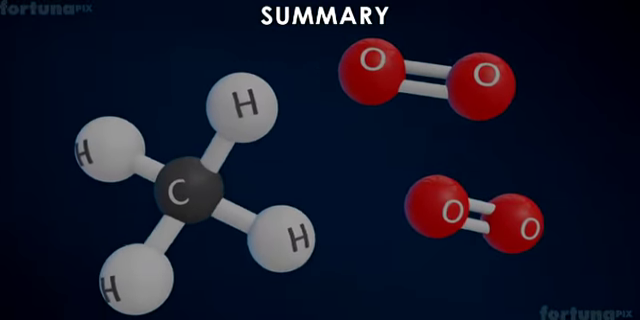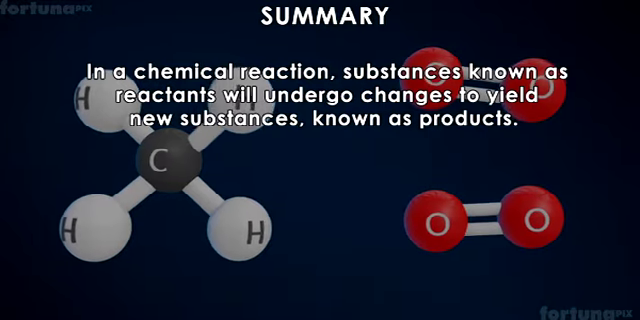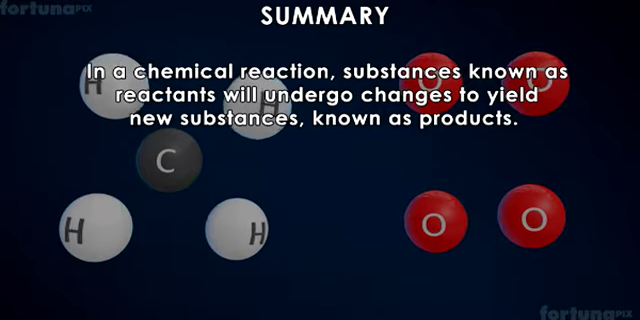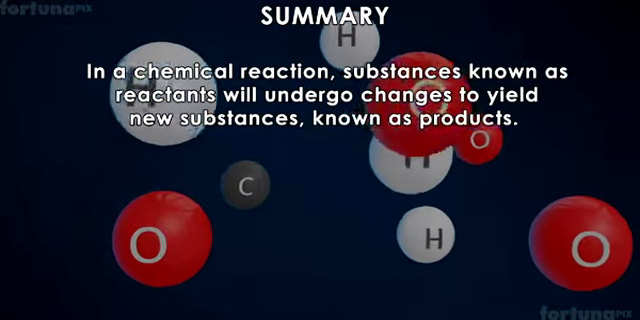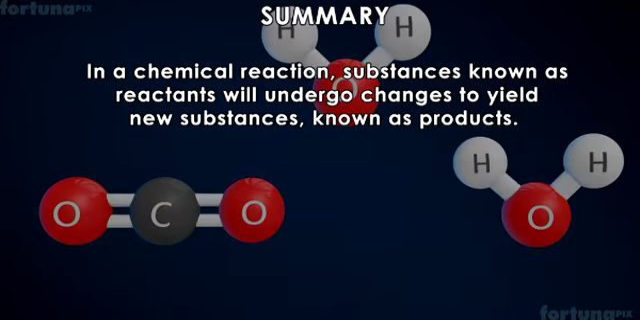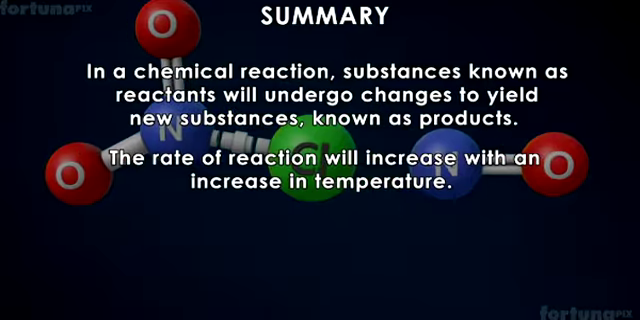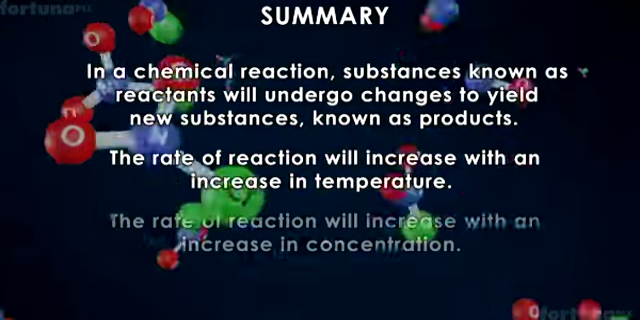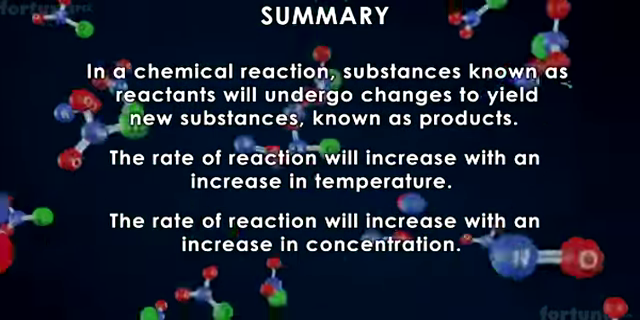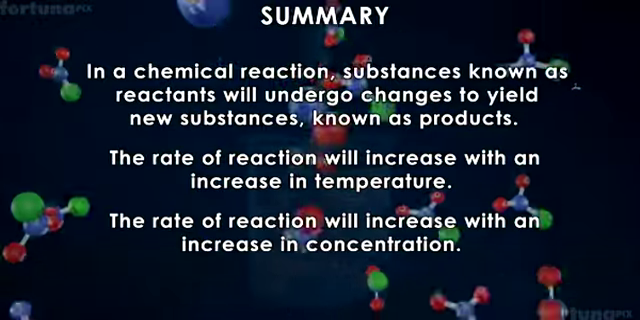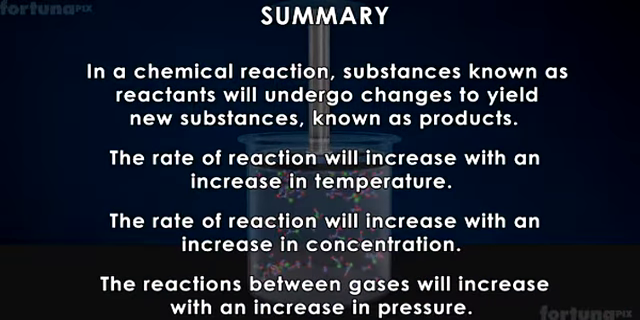Summary: in a chemical reaction, substances known as reactants will undergo changes to yield new substances known as products. The rate of reaction will increase with an increase in temperature. The rate of reaction will increase with an increase in concentration. The reactions between gases will increase with an increase in pressure.